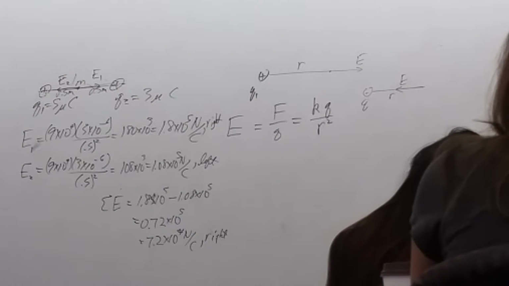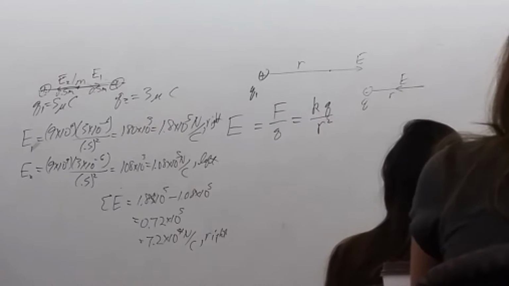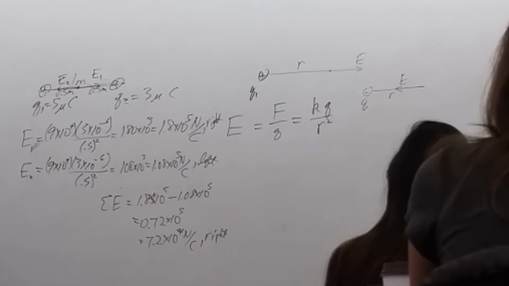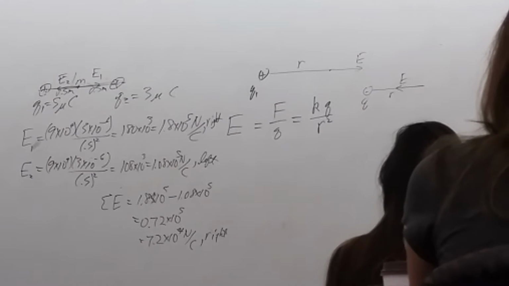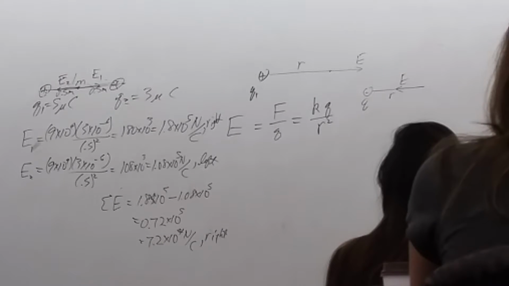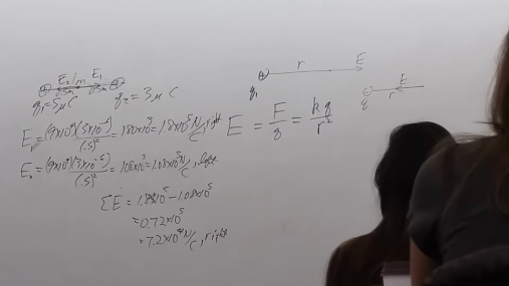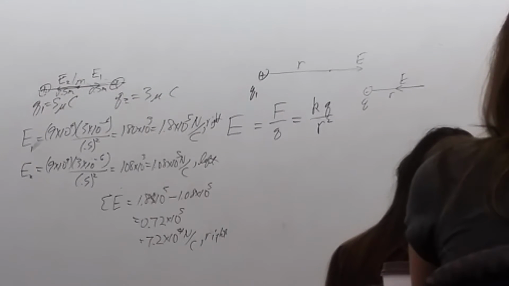Whereas if you had the positive 5 microcoulombs, and then over here you had a negative 3 microcoulombs, halfway in between, then the positive would be going to the right, because it's going away from the positive charge, but the E due to the negative charge here would be pointing to the right also. Now they're both going in the same direction, and so you just add the two magnitudes together.